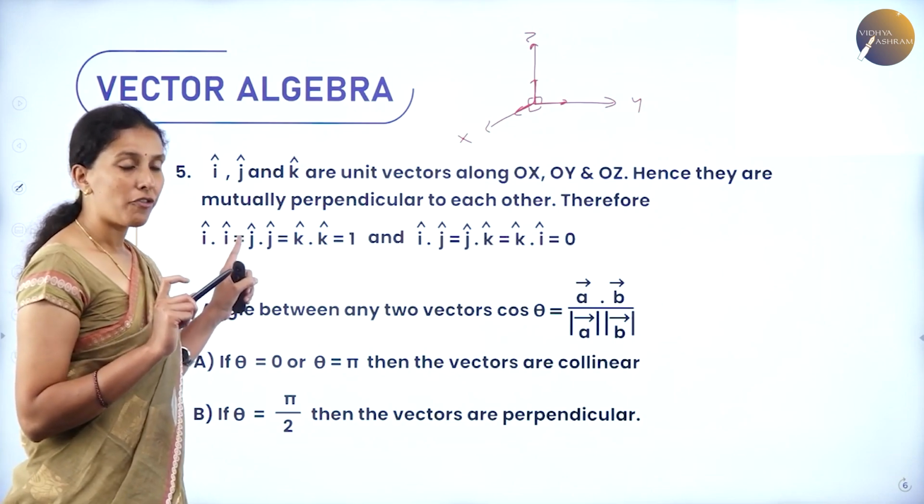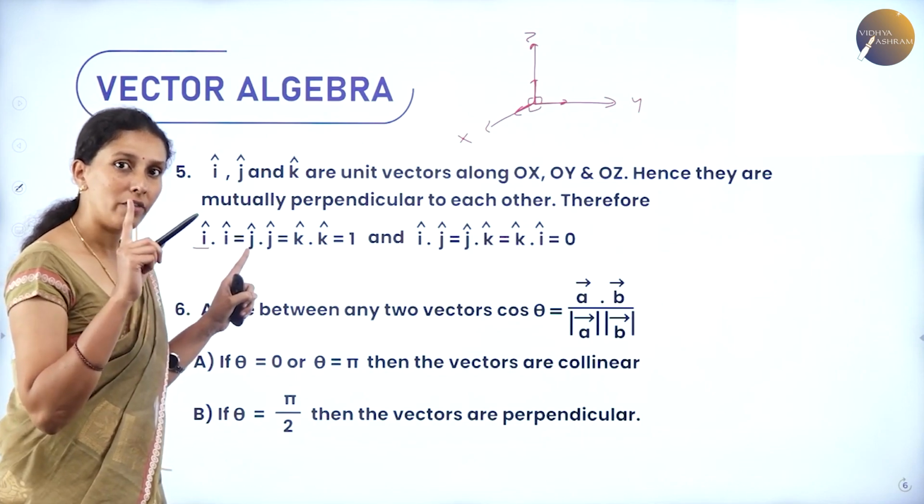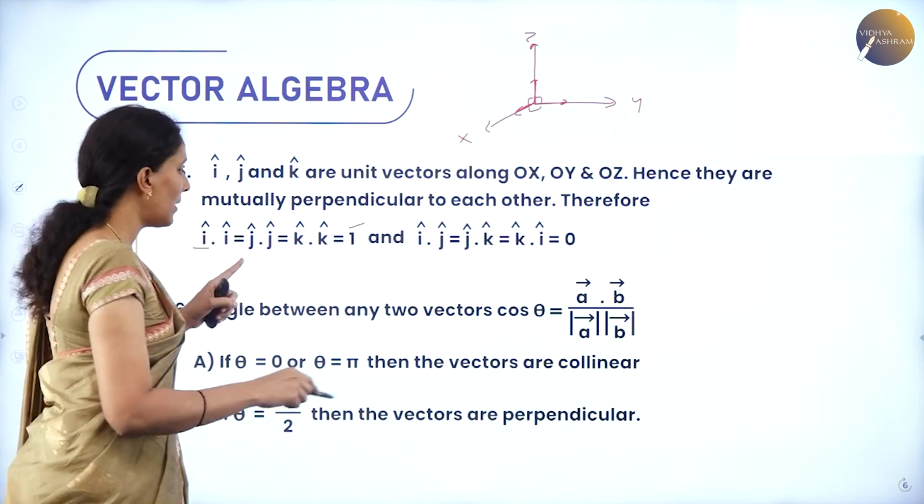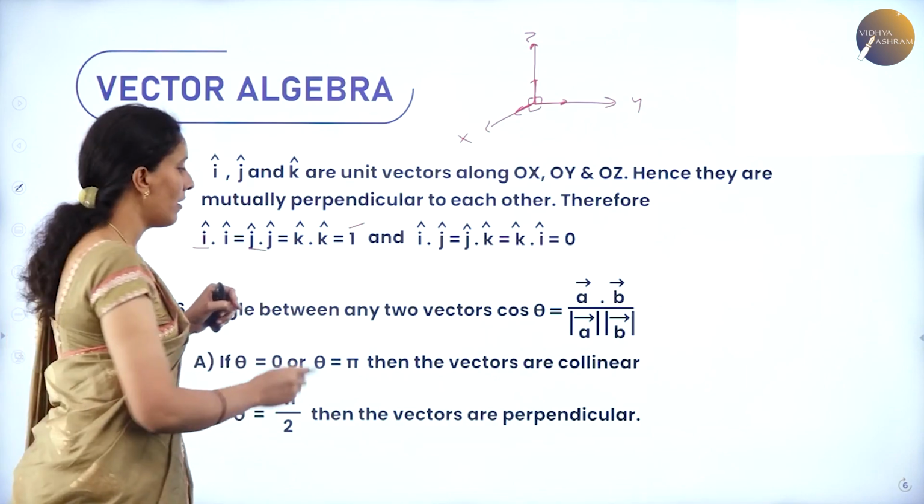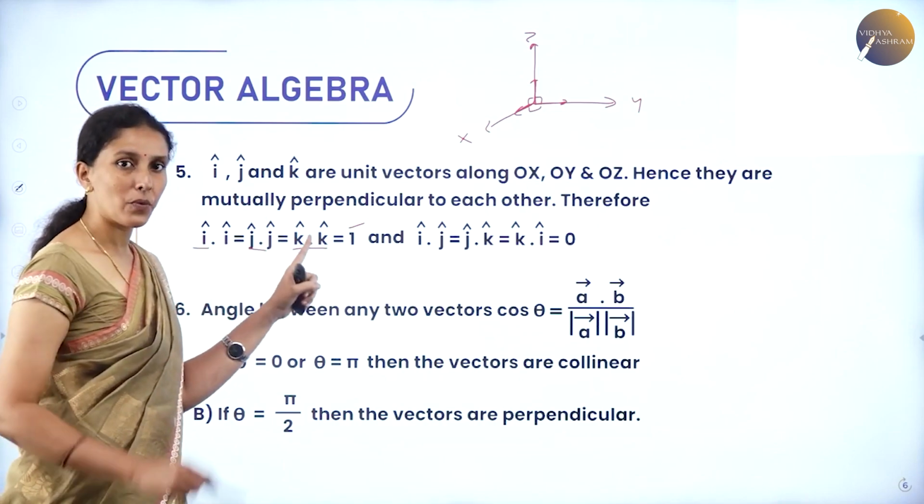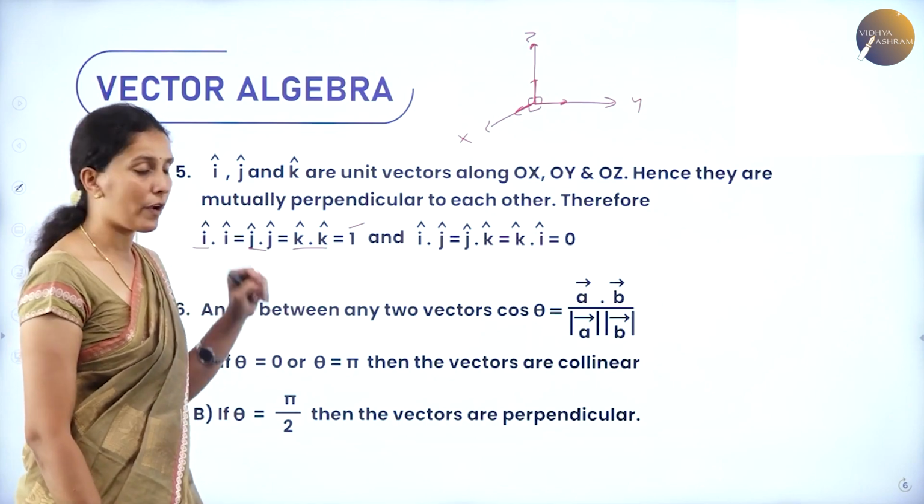What is the magnitude of i? Since this is a unit vector, the magnitude of a unit vector is always 1. So therefore i dot i is nothing but 1. Similarly, j dot j is 1, k dot k is also 1, because i square, j square, k square is nothing but 1 square, which is equal to 1, because they are unit vectors.